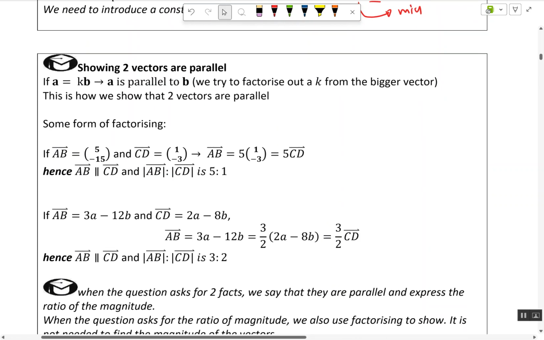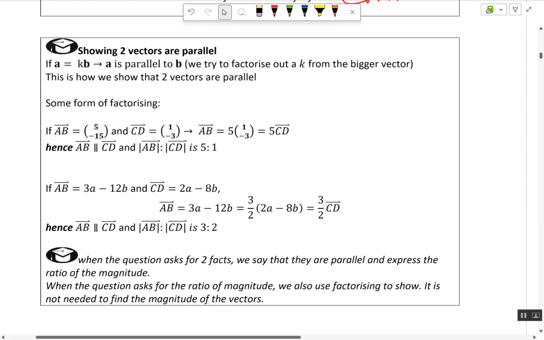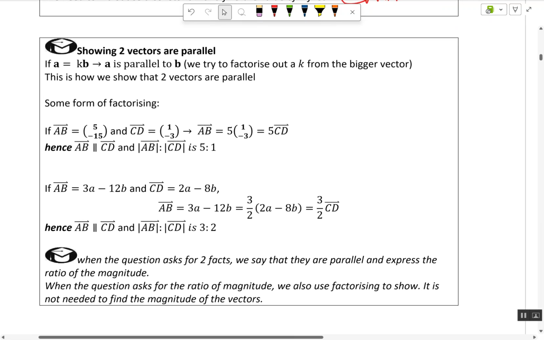Next is if I want to show that two vectors are parallel. In secondary school, most of the time we are given vectors as numbers. So we have this and we have this. I can see it's obvious, always factorize out a constant from the bigger vector. So this is the bigger vector, right? I factorize out a 5, I can say that it is equal to 5CD.